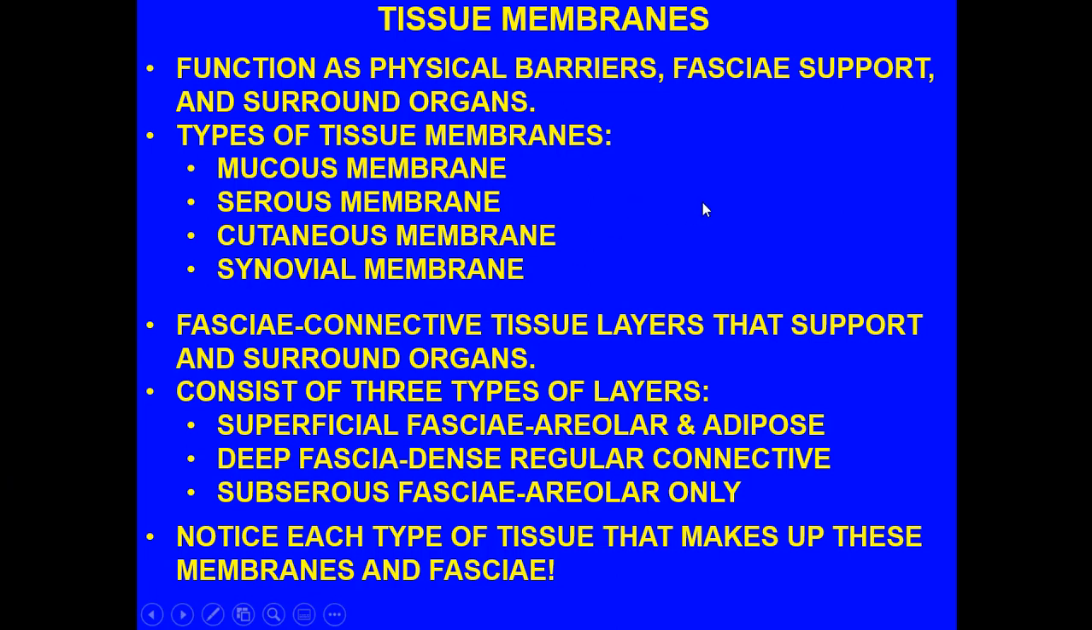Now, tissue membranes are another area that we want to go over. They function as physical barriers, fascia support, and surround organs. There are different types of tissue membranes: mucous membrane, serous membrane, cutaneous membrane, synovial membrane. The one that is referred to as the dry membrane is the cutaneous membrane, because that's what we're talking about, skin. Let's talk about what the term fascia means. That's connective tissue layers that support and surround organs.